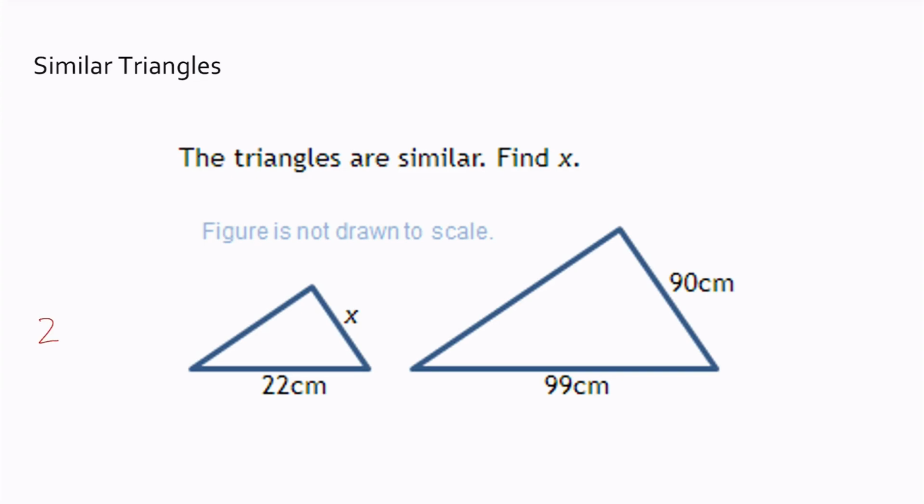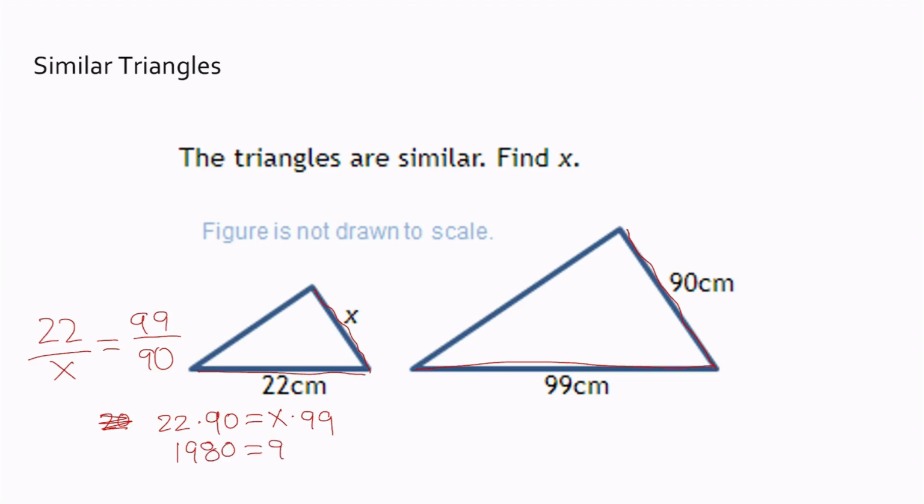All right, so if I have 22 over x equals 99 over 90, right? So I have the bottom over the side equals the bottom over the side. It doesn't matter which order I put these in, again, as long as the order is the same on both sides of the equal sign. So I have 22 times 90 equals x times 99. 1980 equals 99x. Divide both sides by 99. So x equals 20.